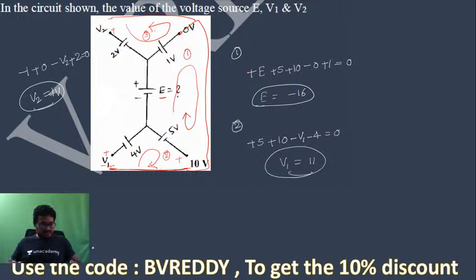All of you do like the session. Everybody completed this thing here. We got the E value, V values, and V1, V2's values now. Fine. Next problem.